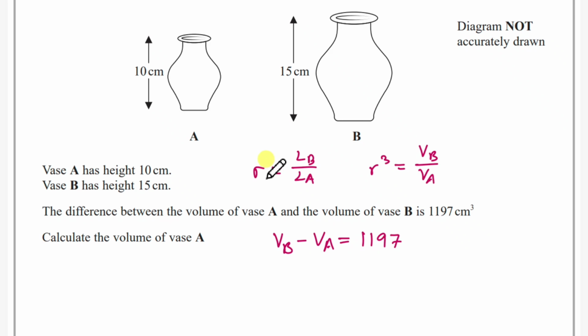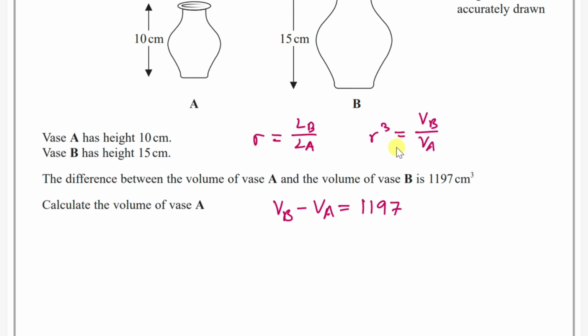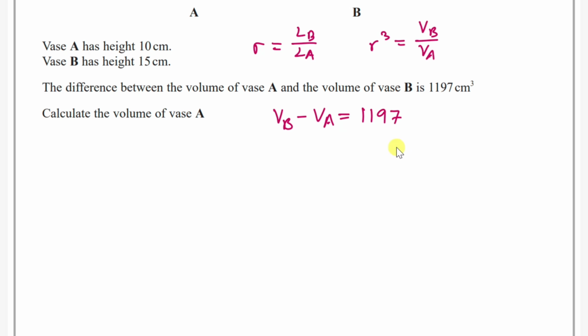Let's find the ratio, the scale factor R. So for the first one, we know that length of B is 15 and A is 10. That means that's just 1.5. So R is 1.5. That checks out.